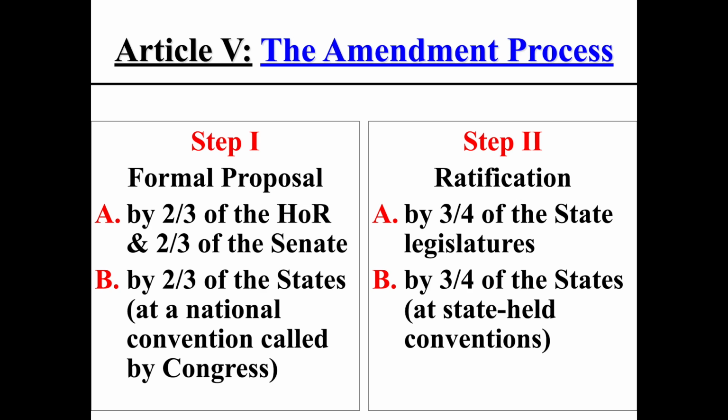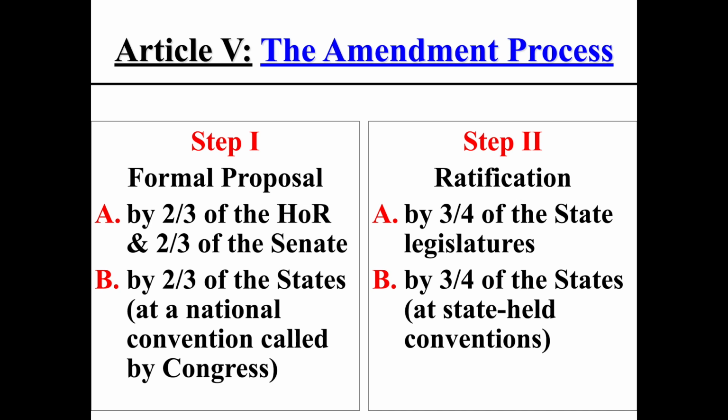And then the other piece of this is ratification. So the proposal comes from either Congress or it comes from the states. And then the ratification, which is the acceptance or the passing of that amendment, it has to be ratified by one of these 2 methods, either by 3/4 of the state legislatures or by 3/4 of the states at state-held conventions. So you can see there's 4 possible ways an amendment could find its way into the Constitution.